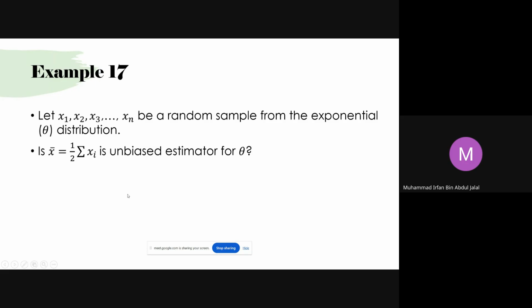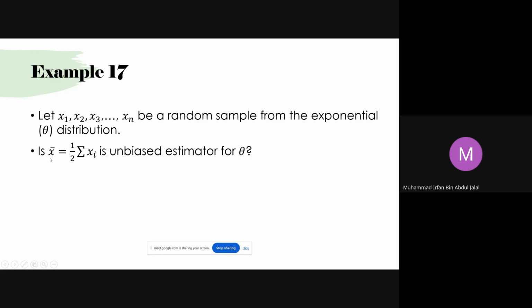Okay, so this is another example, example 17, for the unbiased properties of the estimator. In this case, we have n samples from an exponential distribution. We have x1, x2, x3, x4 until xn. And this random sample behaves like a sample from an exponential distribution with parameter theta here.